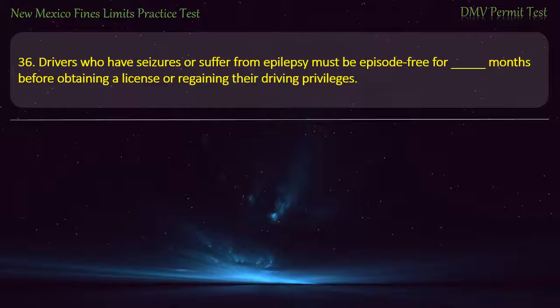Question 36. Drivers who have seizures or suffer from epilepsy must be episode-free for months before obtaining a license or regaining their driving privileges. 4, 8, 6, 2. Answer. 6.